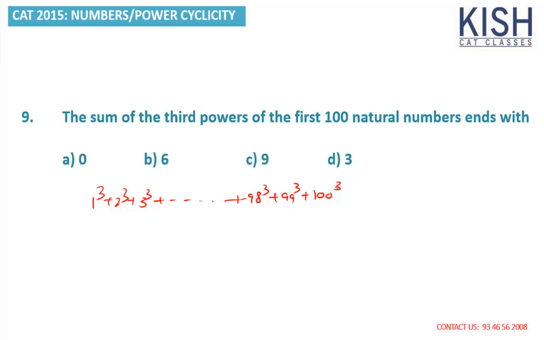You can apply sigma n cube. That is nothing but n into n plus 1 by 2 whole square. Since n is 100, 100 into 101 is going to end with double zeros. Double zeros raised to the power 2, with 4 zeros, divided by 4, we are going to get 0.